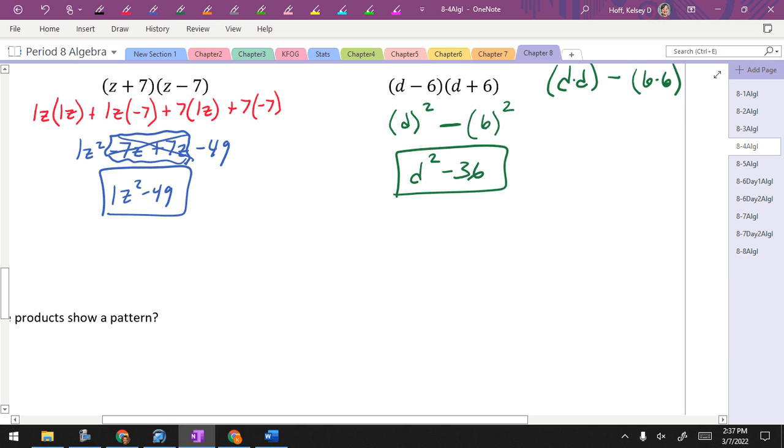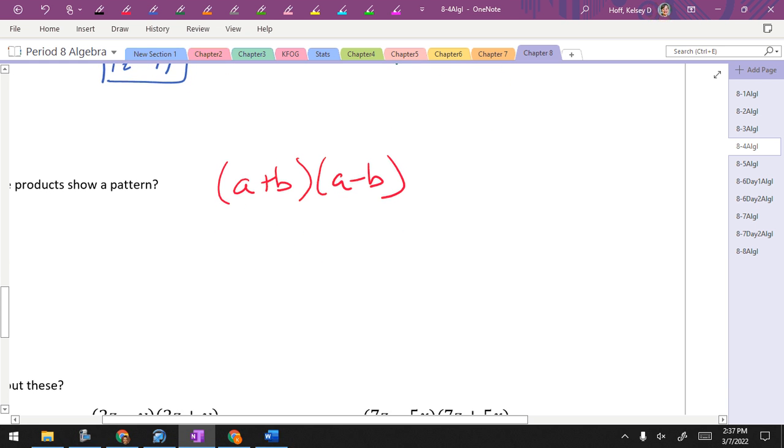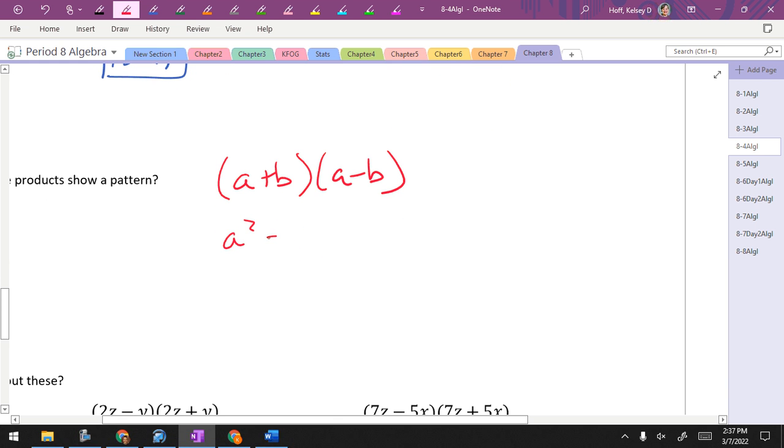So our shortcut here is a plus b times a minus b. We square a and we square b, but it's always a minus sign. It's always a minus sign. Notice how I don't have parentheses on this one? It's always that minus sign.